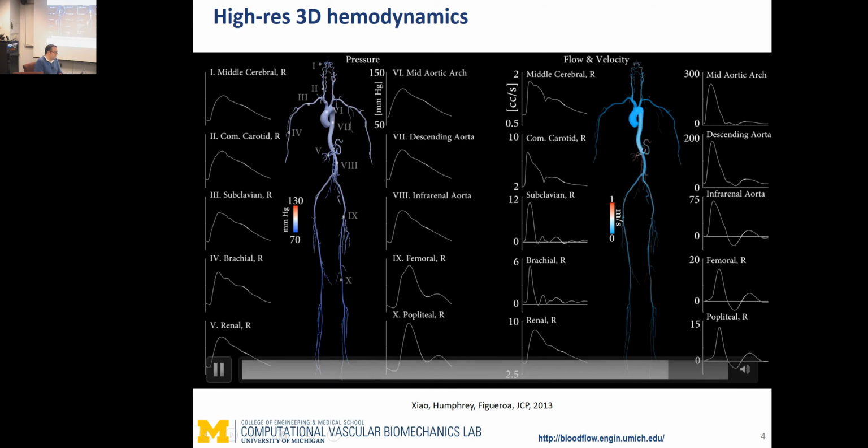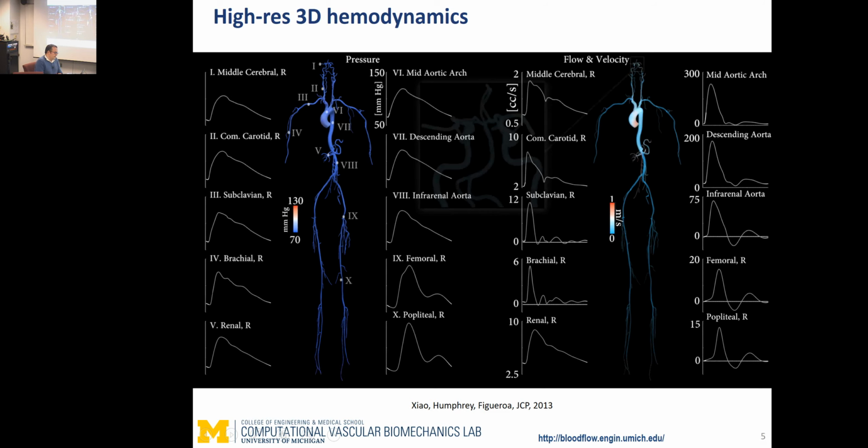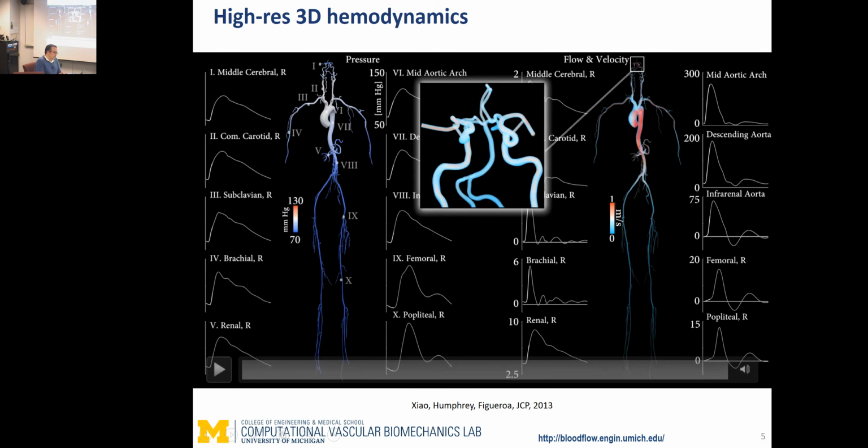This is 10 representative locations for the pressure field. This is the overall pressure field. And this is the same thing for velocity and flow waveforms. And obviously, if you look at the brain, the circle of Willis, you do have the level of detail there.